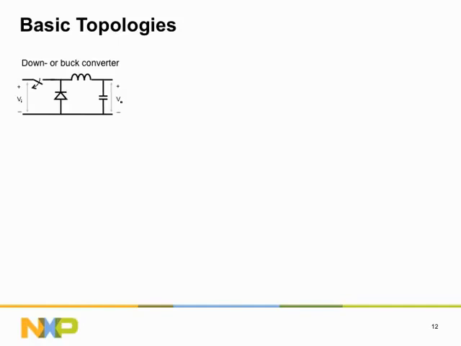Let's have a look at the three elementary unisolated switch mode topologies. The first one is the so-called buck or step-down converter. As the name already suggests, this converter can be used in circumstances where the required output voltage is lower than the input voltage. The converter converts the voltage downwards. The basic operation is as follows.